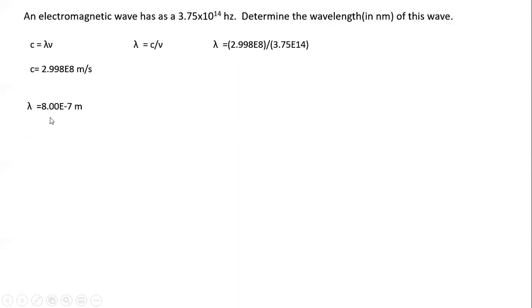And then we get the lambda, which is in meters. We have to convert to nanometers. So again, 1 meter is 1 times 10 to the 9th nanometers. So we simply multiply 8 times 10 to the negative 7 by 10 to the 9th, and we get nanometers. So this is an 800 nanometer wave.